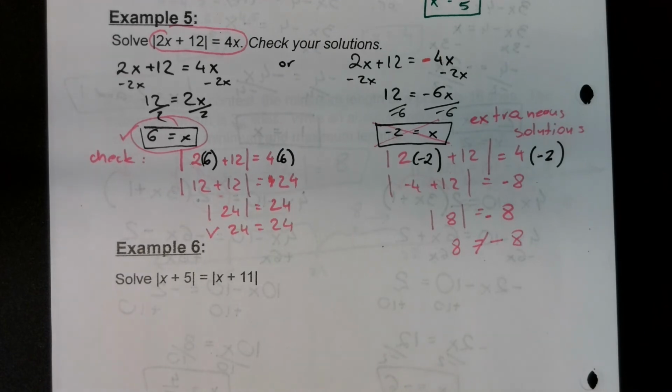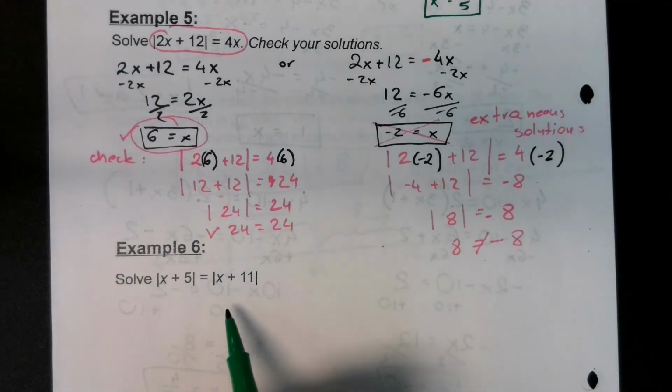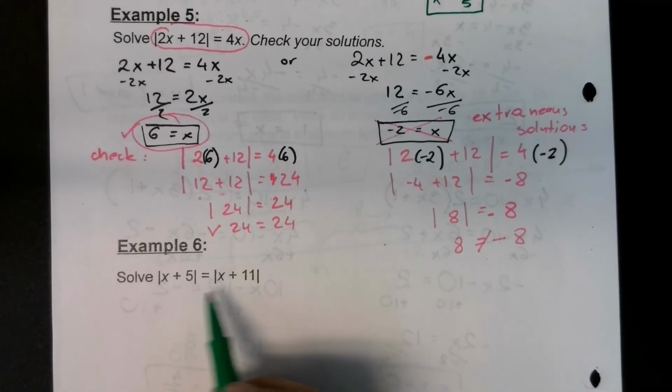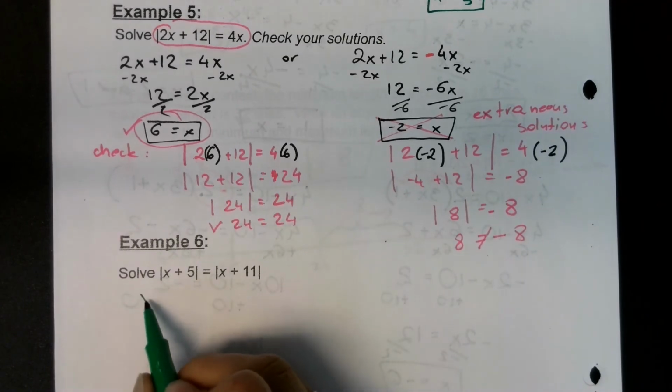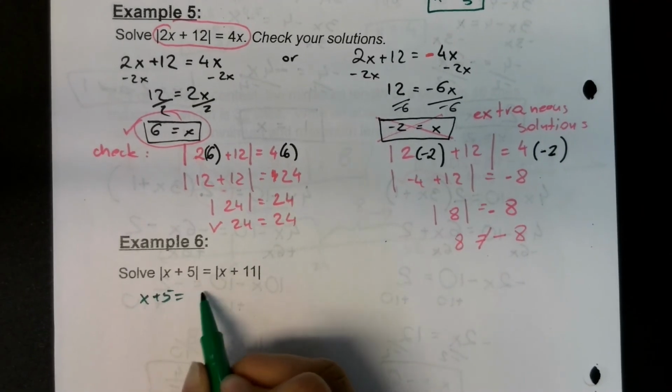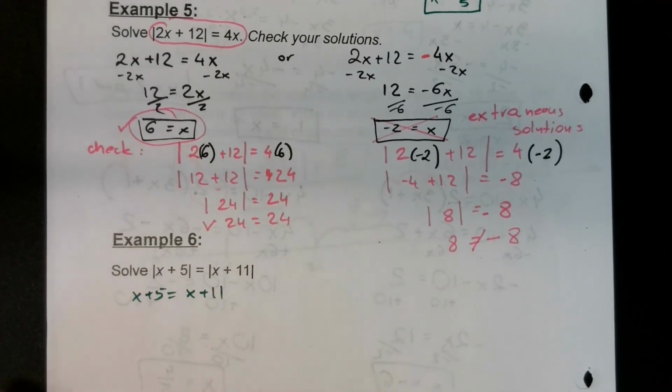Okay, and last but not least, let's do our number 6. And I'll use black because I think it's easier to see, or green. So absolute value equals absolute value, same thing. x plus 5 equals x plus 11.